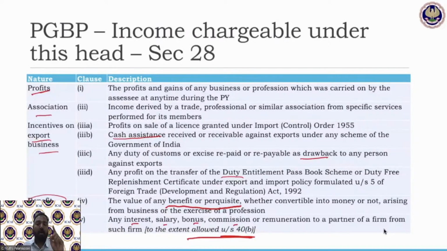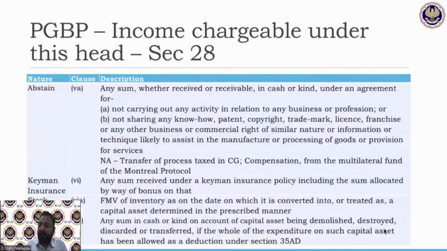So for the time being, what should you know? Any income received by the partner in the form of interest, bonus, salary, remuneration, whatever you call it, is taxable under PGBP, not under salaries or income from other sources. Clear? And apart from that, abstain. This is a very beautiful concept. It is basically an amount received, or something received, for not doing anything.